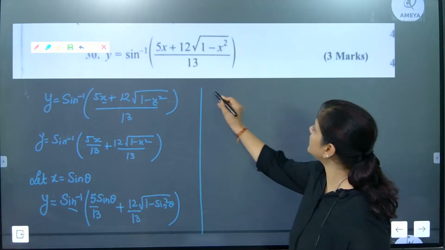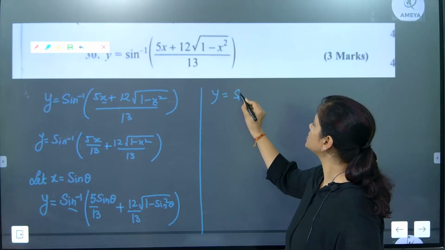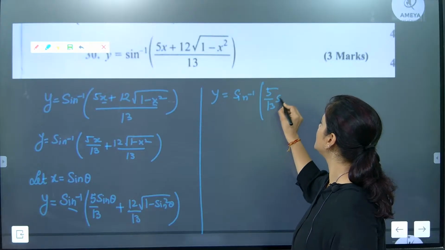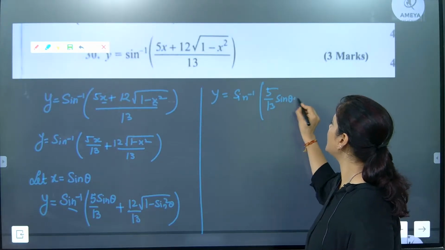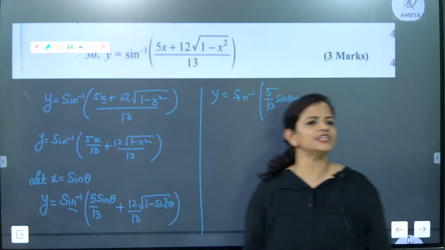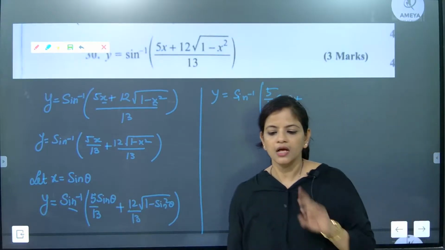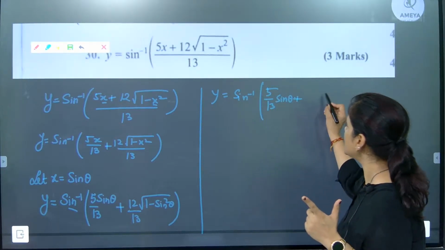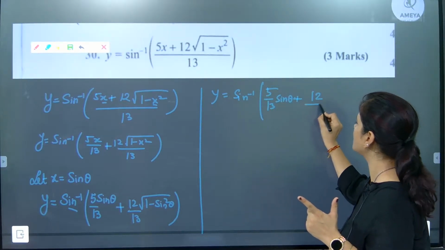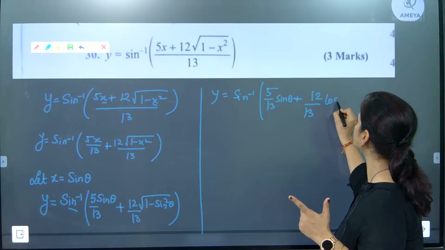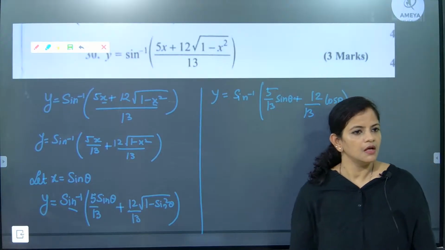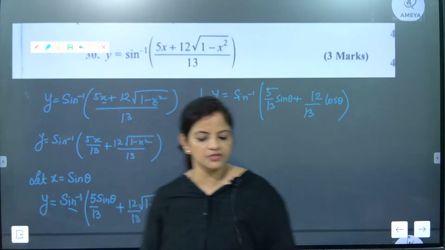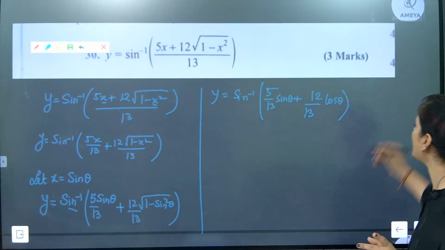Now I am going to write here y is equal to sine inverse of (5 by 13 sine theta plus root under 1 minus sine square theta, which is cos square theta). And root under cos square theta will become what? Cos theta. So here it will become 12 by 13 cos theta. Done. Now everything is dependent on the concept.